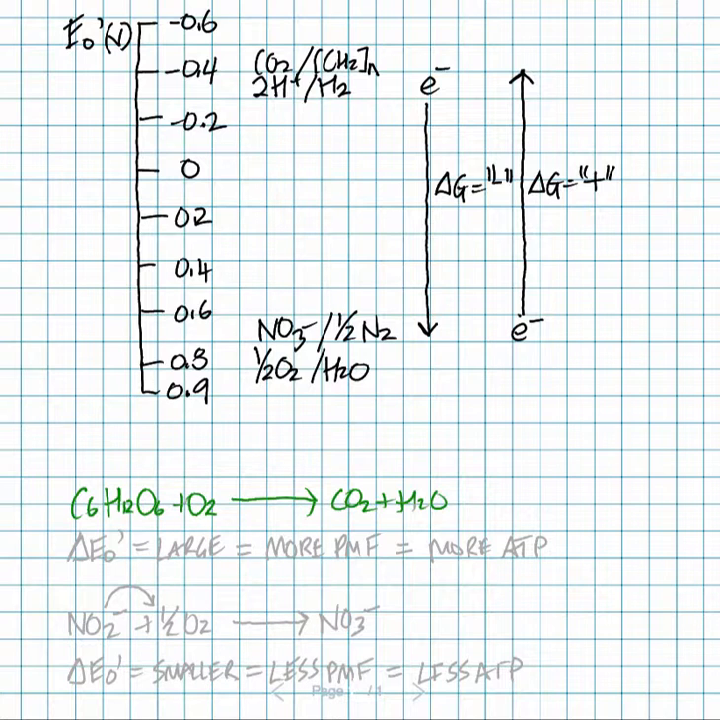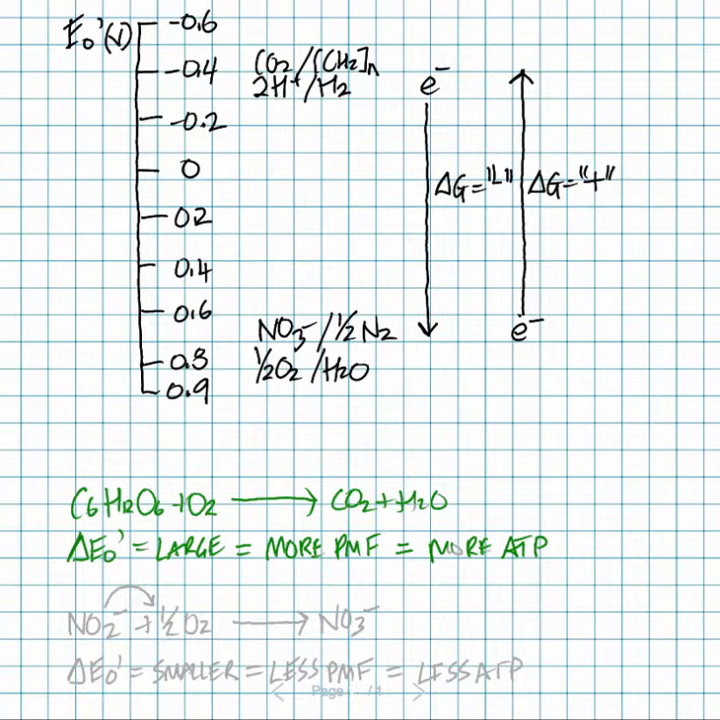And so because the standard reduction potentials of carbohydrate and oxygen are well separated on the redox tower, that means that the difference in the standard reduction potentials is going to be relatively large. So what does that mean? That means that in your cells, in mitochondria, you can make more proton motive force. Remember, the proton motive force is the difference in the proton concentration across the inner mitochondrial membrane. And so the larger that proton motive force, the more ATP you can produce.